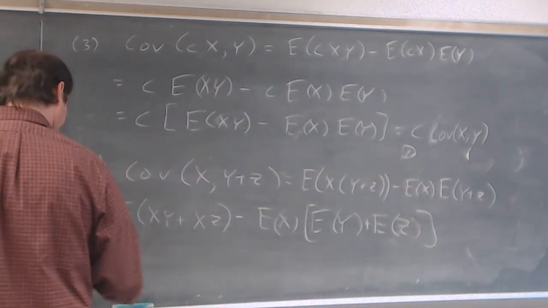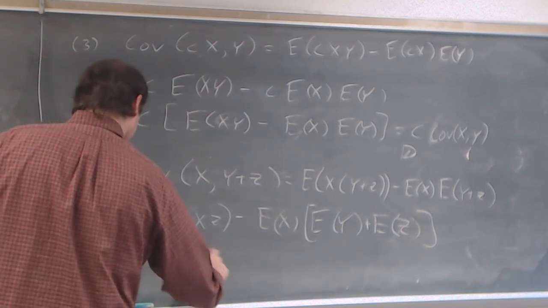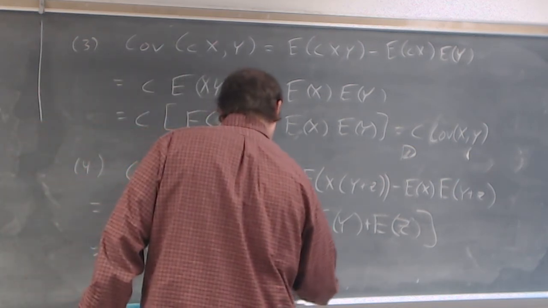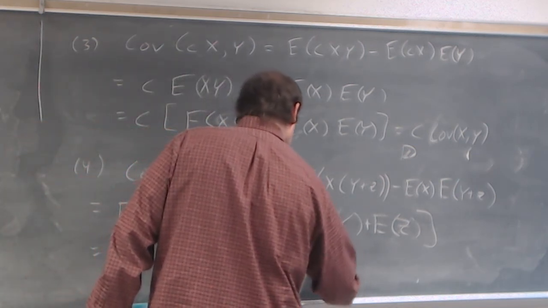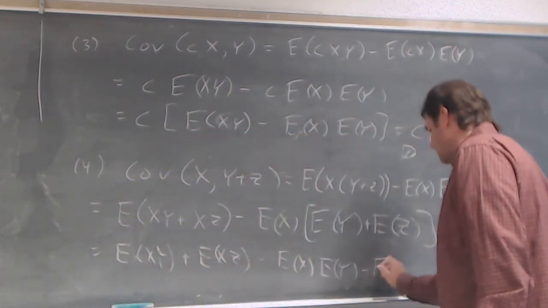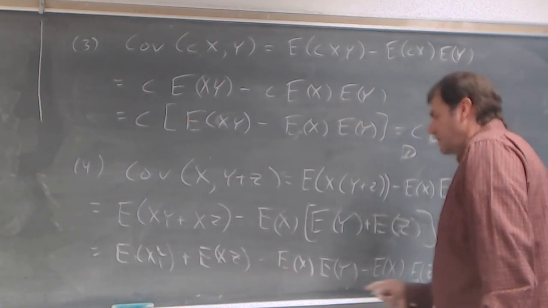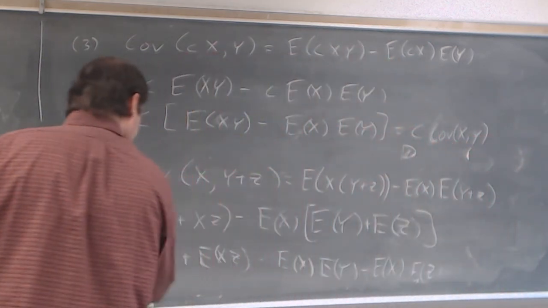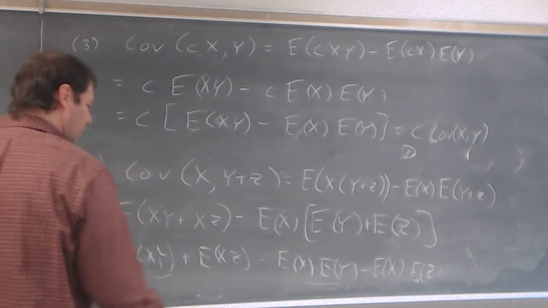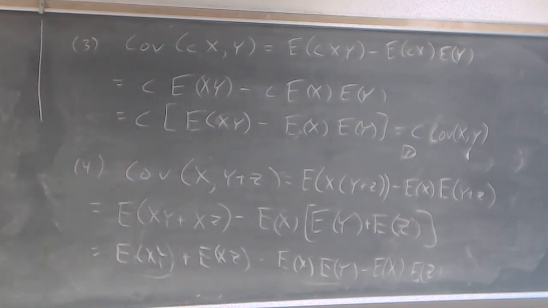And here, the expected value of the sum is the expected value of the first guy plus the expected value of the second guy, minus the expected value of x times the expected value of y, distributing this expected value of x, minus the expected value of x times the expected value of z. And then you just kind of group terms together. This guy and this guy makes the covariance of x with y. This guy and this guy makes the covariance of x with z. Let me write that down.